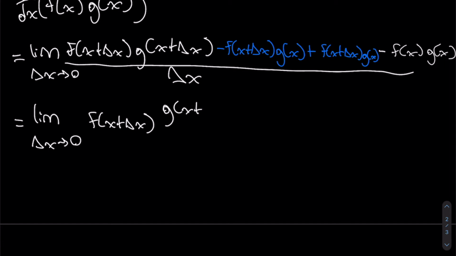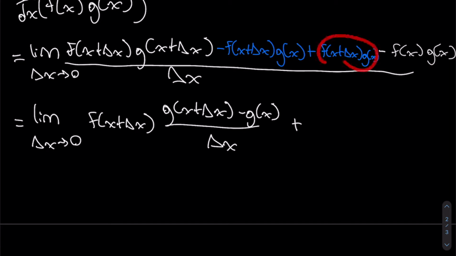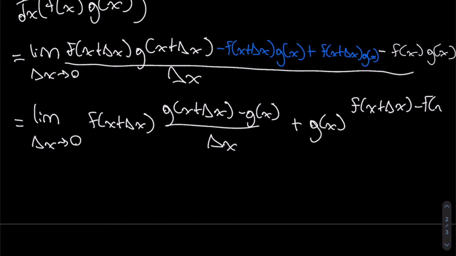Factor it out. And I'm also going to separate these fractions too. And then on this side, I'm going to factor out a g at x between these two terms. So this will have a g at x out here. And I'll have f at x plus delta x minus f at x over delta x.